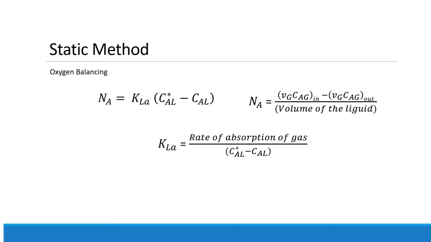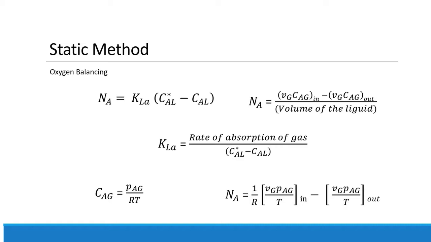In the above equation, Cag can be replaced by Pag by RT, wherein Pag is the partial pressure of the gas in the gas stream, R is the universal gas constant and T is the temperature. The mass flux equation can be rewritten as Na is equal to 1 by R into Vg into Pag by T at the inlet stream minus Vg into Pag by T at the outlet stream.